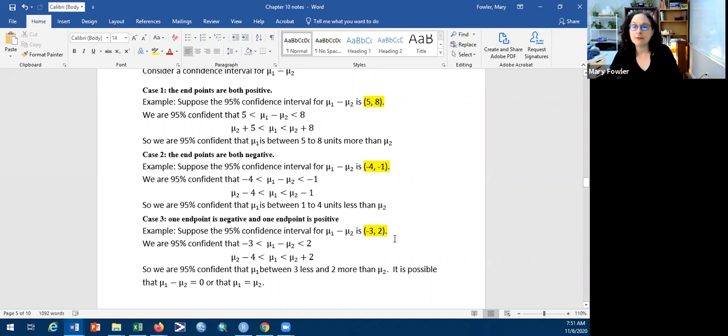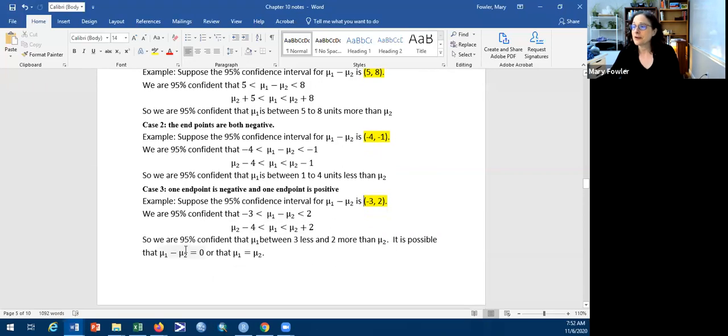And here when we have 1 point in the negative and 1 point in the positive, then we are 95% confident that -3 in this case is less than mu1 minus mu2 is less than 2. We can add mu2 to all 3 parts of that expression. And so we are 95% confident that mu2 minus 3 is less than mu1, is less than mu2 plus 2, all right? And so we are 95% confident that mu1 lies between 3 less than and 2 more than mu2.